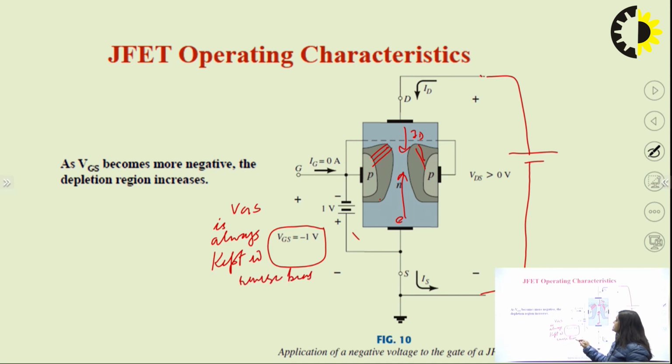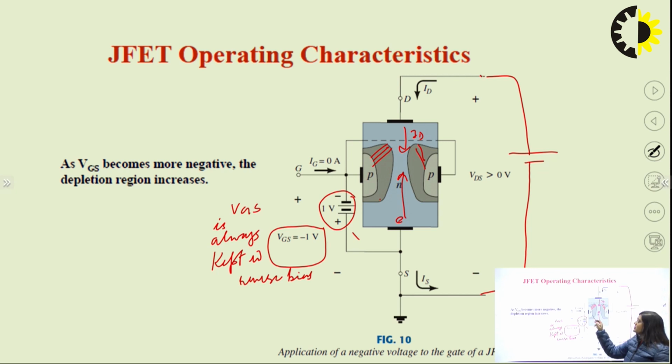VGS is the input voltage that we are giving in the FET, and this input voltage must be in reverse bias. In case of BJT, the input circuit is always in forward bias, but in case of FET, the input circuit is always in reverse bias. The P type gate is connected with a negative supply, and the N type source is connected with the positive supply. So due to this connection, the gate and source will be in reverse bias.